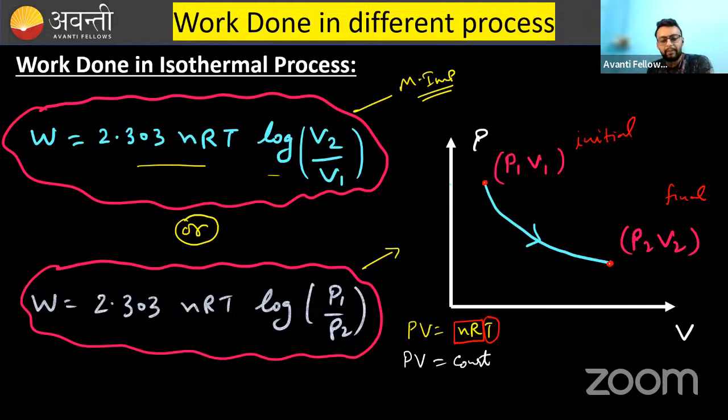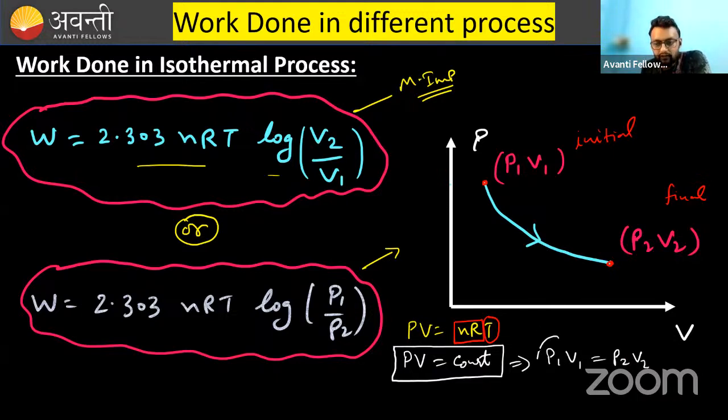Is it clear now? P into V is equal to constant. So this is the punchline for the isothermal process. Now this PV equals constant can be written as P1 V1 equals P2 V2, or if there is another point, you can write it as P3 V3. So this is the condition for the isothermal process. Is it clear?